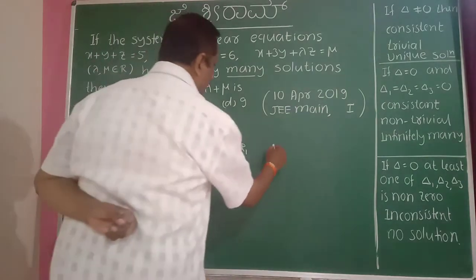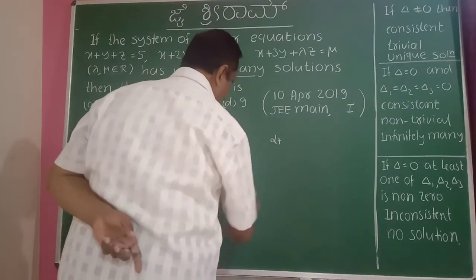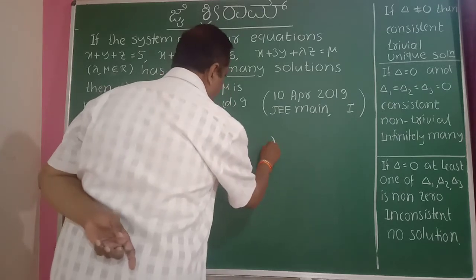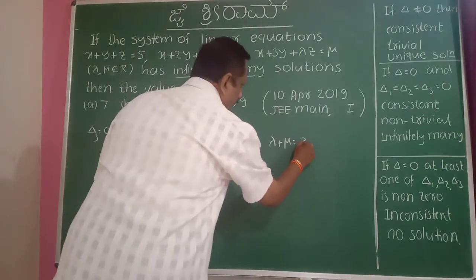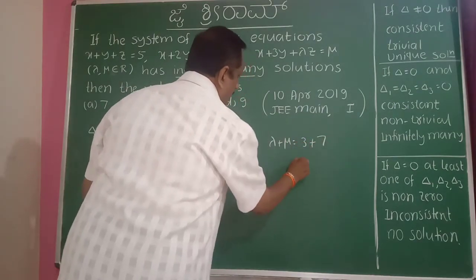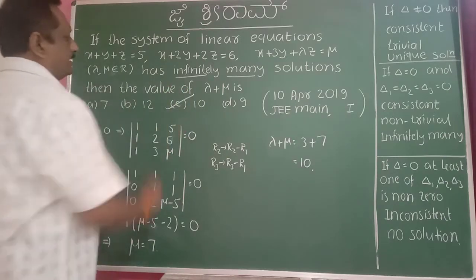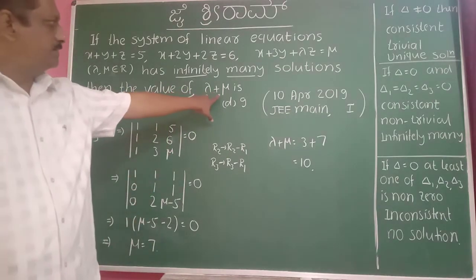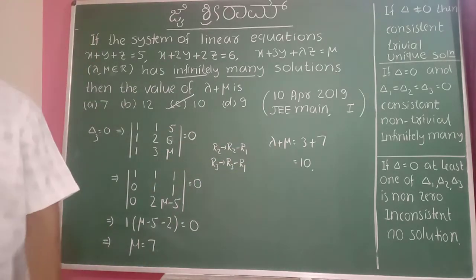Therefore lambda is equal to 3 and mu is equal to 7. Here lambda value is 3 and mu value is 7. Therefore the answer is 10. So therefore C is the answer. Here we want lambda plus mu, therefore lambda plus mu is equal to 10.